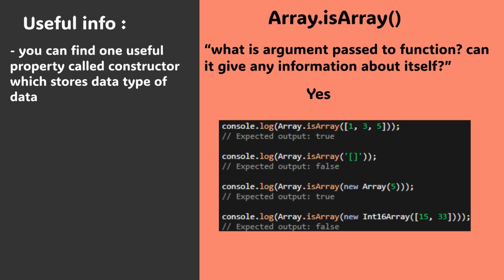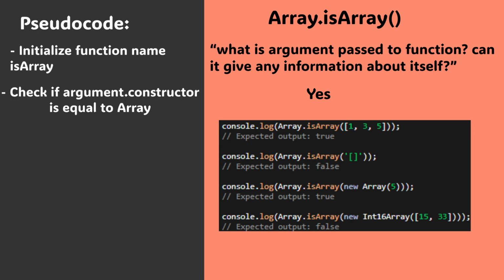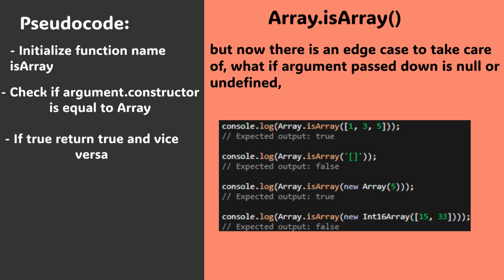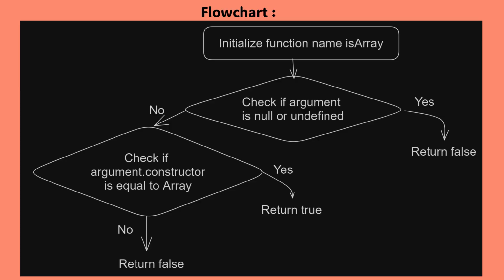So let's start working on the pseudocode. First, we need to initialize a function. Let's call it isArray. Inside the function, write an if statement to check if argument.constructor is equal to Array and return the result. But now there is an edge case to take care of. What if the argument passed down is null or undefined? We still have to return false in that case. So, to update our code, we need to check if the argument is null or undefined, and return false if yes. Here is the flowchart representation of our algorithm.